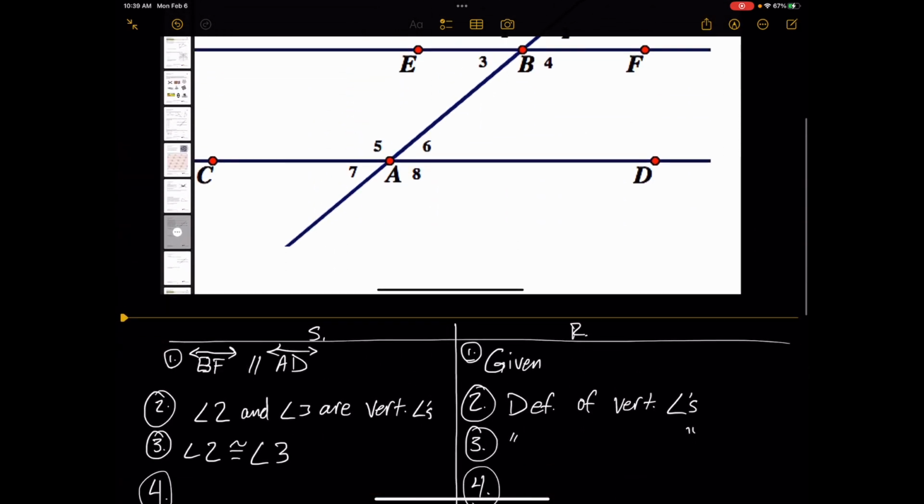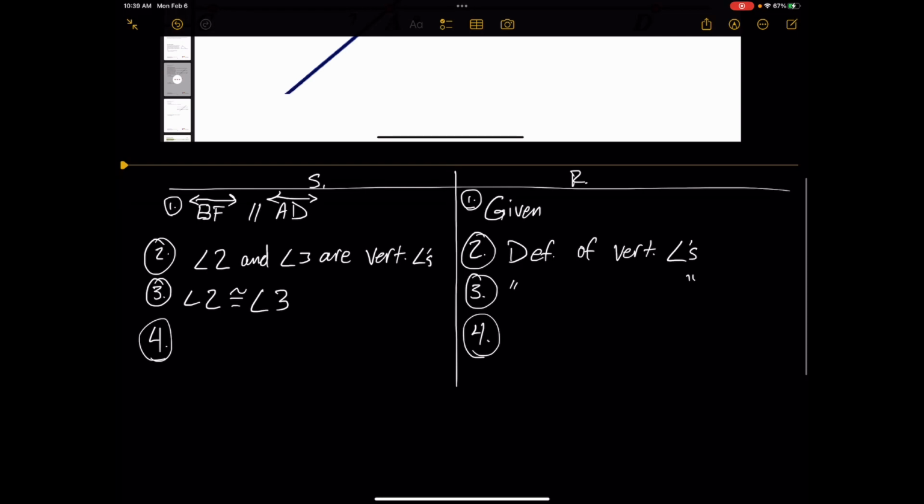Now we need to get from 2 to 6. How did we do that again? By using the above proof. We could say that angle 2 and angle 6 are corresponding angles. Yes, and that is the correct order. We're doing that next.